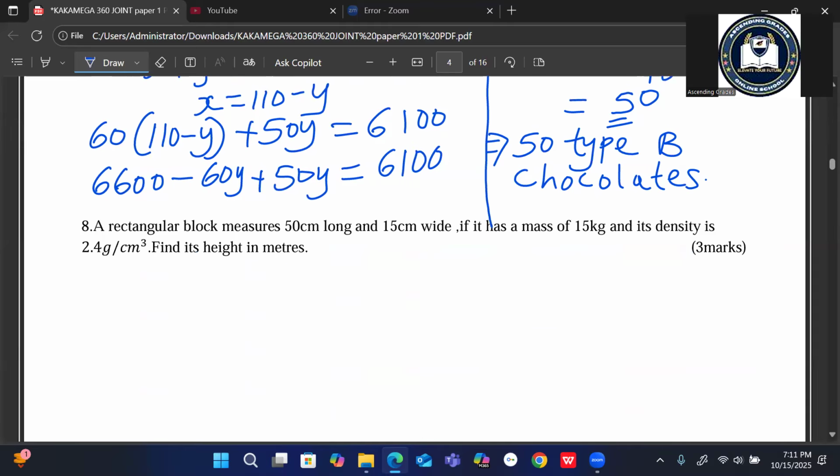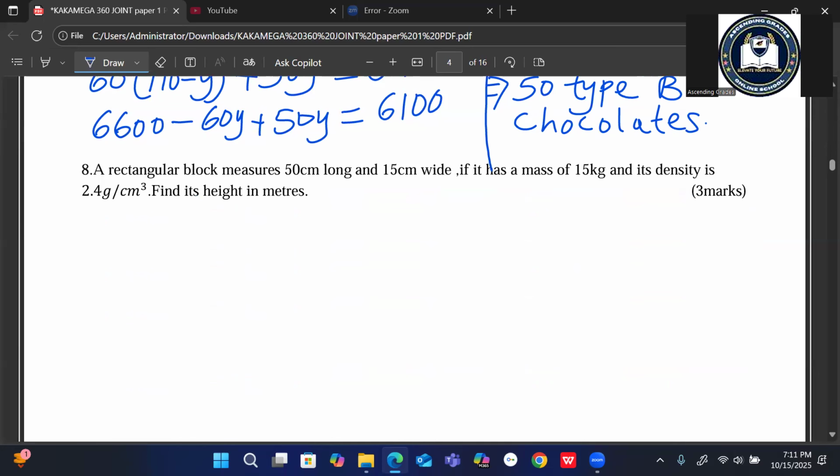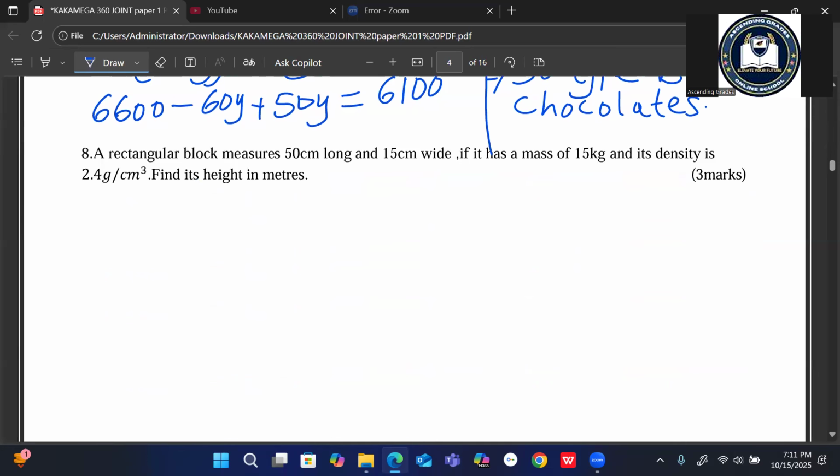Go to number 8. It says that a rectangular block measures 50 centimeters long and 15 centimeters wide. If it has a mass of 15 kilograms and its density is 2.4 grams per cubic centimeter, find its height in meters. So we draw the rectangular block. It is in the form of a cuboid. It measures 50 centimeters by 15 centimeters. We don't know its height, so we let it be h.